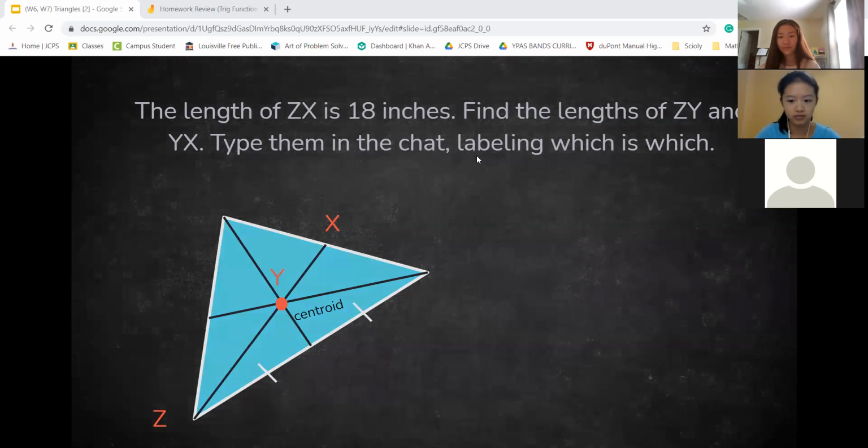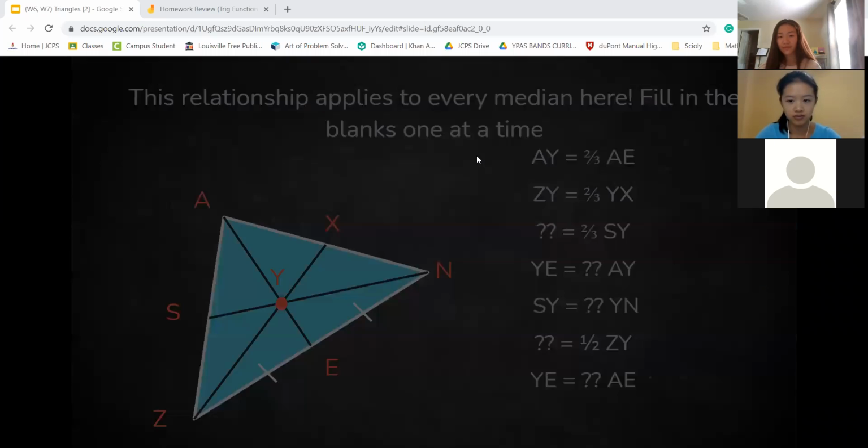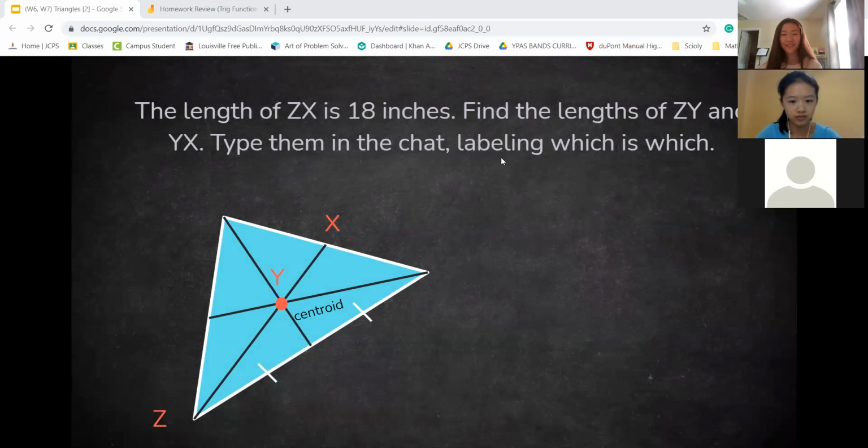Oh, okay, I guess I'm supposed to say here. So yeah, you guys are right. So ZY is 12 and YX is 6. We said that this longer one should be twice as long as this, and 6 times 2 is 12. And all of these should add up to 18. And yeah, that's right. So yay, good job.